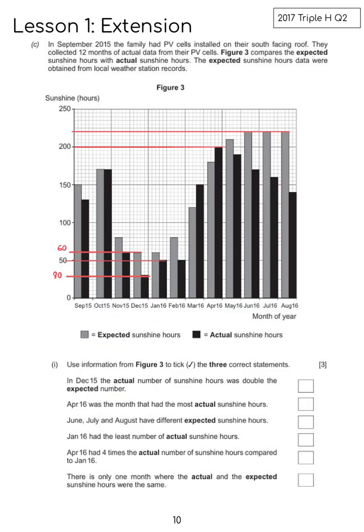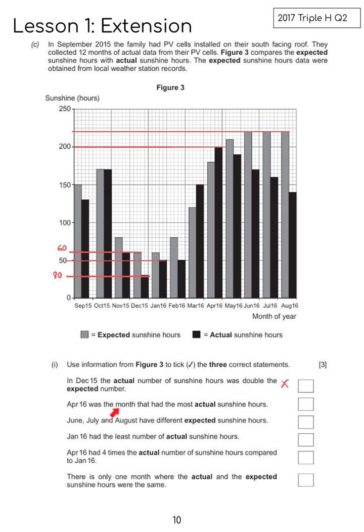Part C, we have another figure, figure 3, and a true false, or which ones are true. So I'm going to go through each one and test them all. The first one, in December 15, the actual number of sunshine hours was double the expected number. So we can have a look, December 15. The actual was 30 and the expected was 60. So it does seem like they're double. However, it says the actual is double, and in fact, we've got the expected as double. So that is not true.